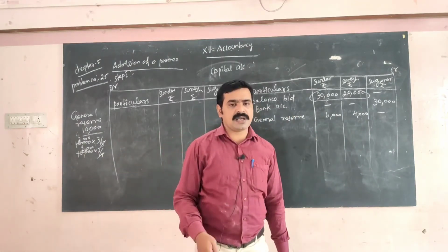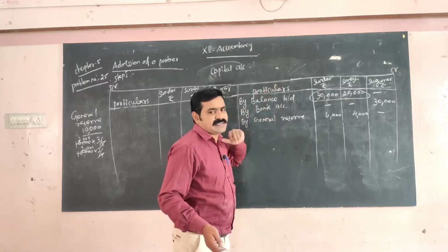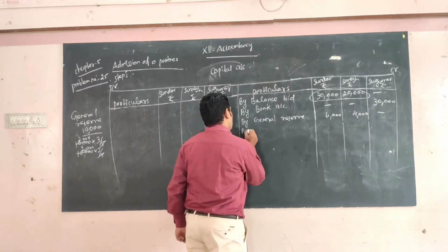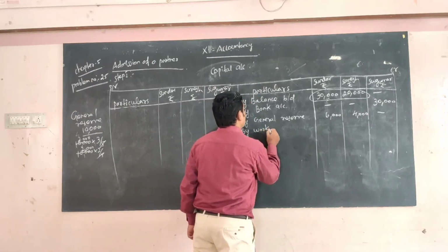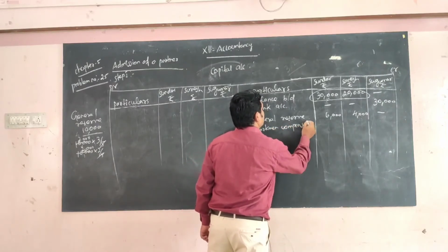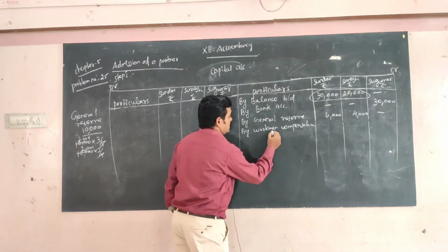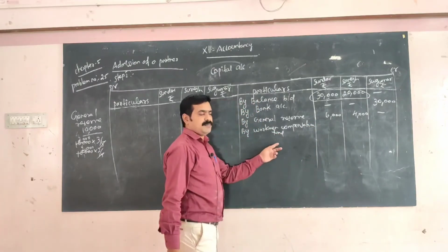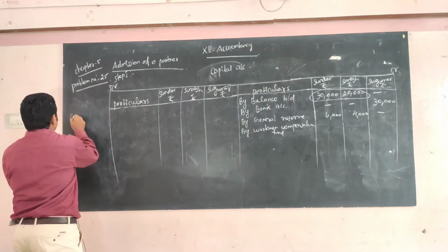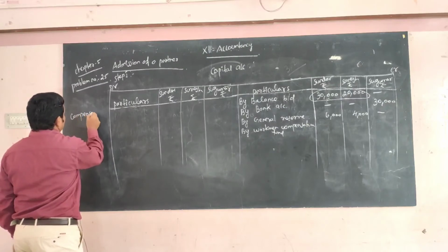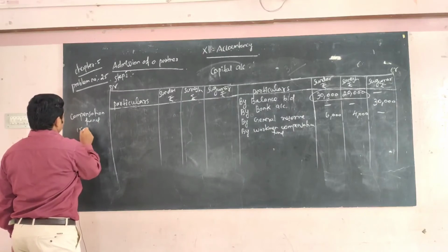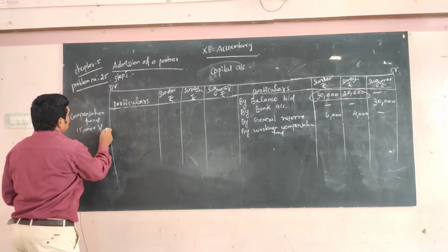Next, the workman compensation fund is also distributed to the old partners' capital. Sundar and Suresh are the old partners. So by workman compensation fund, what is the amount? 15,000 into 3 divided by 5.